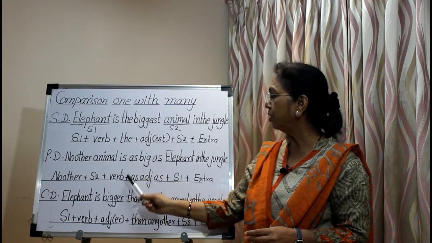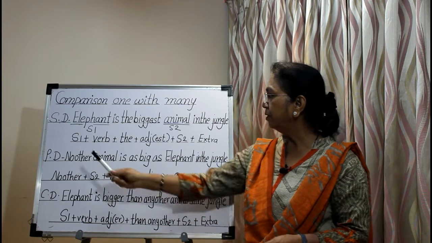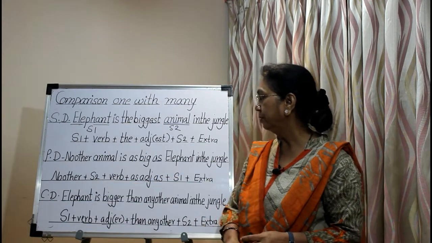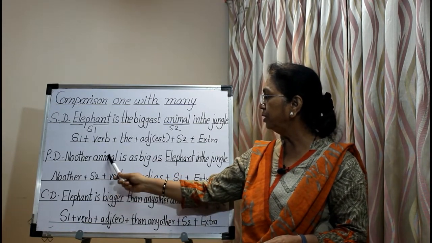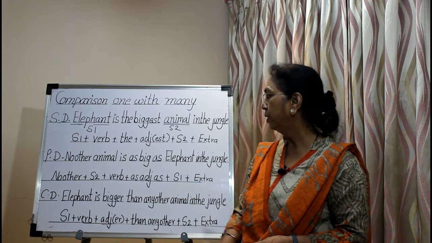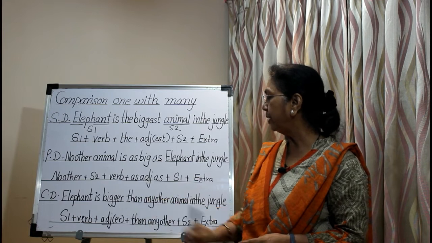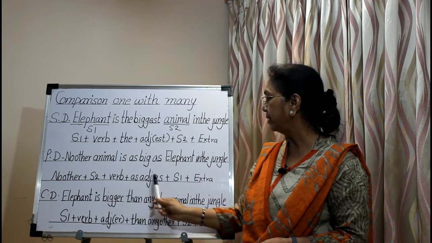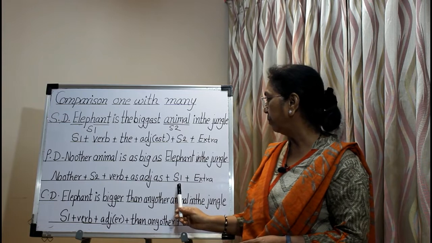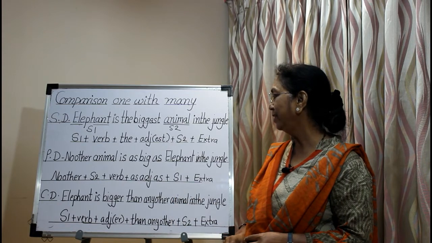So how is the structure in positive degree? We start with no other. Then subject number 2 is used in singular form. Then the verb form. The basic form of the adjective is used between as. Then subject number 1 and the extra part of the sentence.